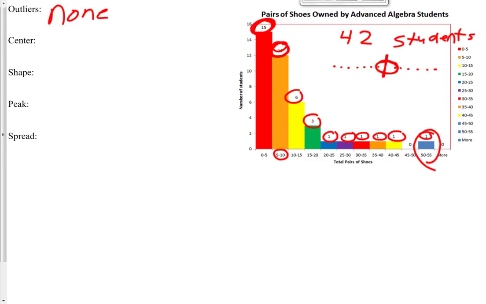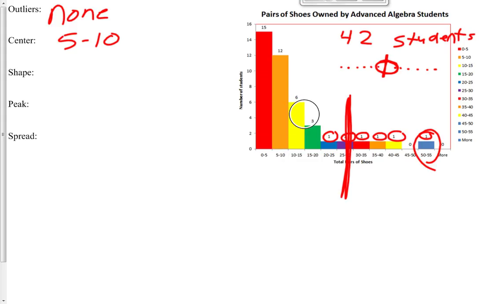So the 5 to 10 bar would be the center or the middle of the data, 5 to 10. I want you to understand that the center isn't the middle of the graph. It's the middle of the data entries, and there are more data entries to the left than there are to the right. So that's why the center of the histogram is the 5 to 10 bar. 5 to 10 is the center.